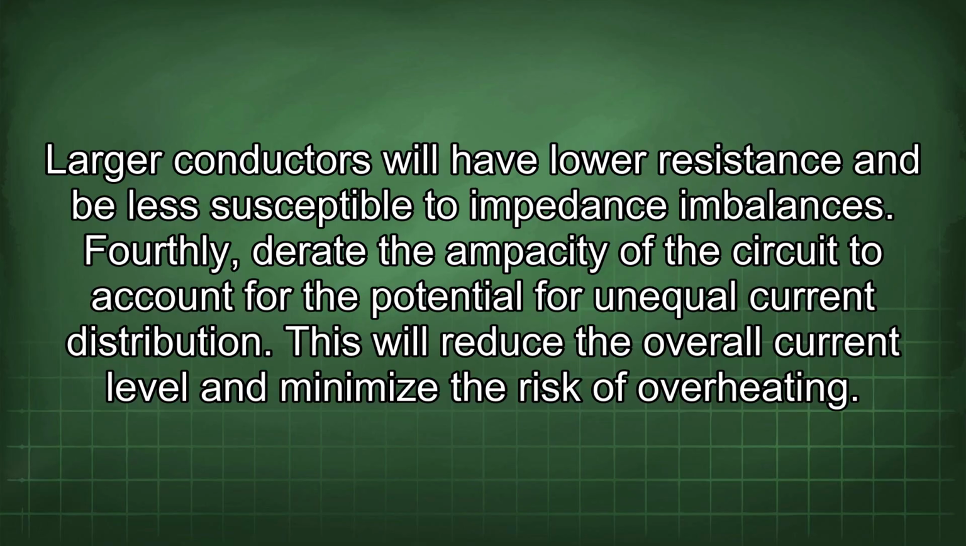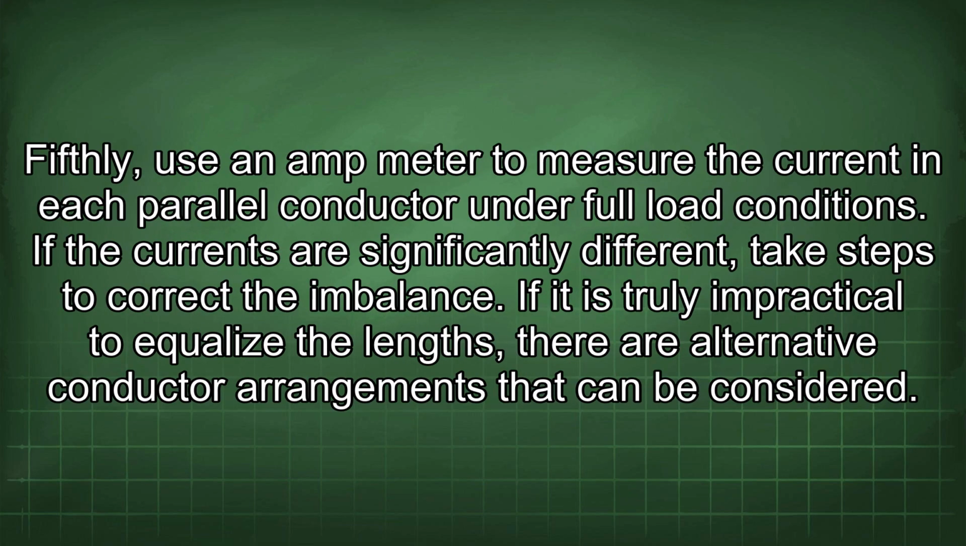Fourthly, vary the ampacity of the circuit to account for the potential for unequal current distribution. This will reduce the overall current level and minimize the risk of overheating. Fifthly, use an ammeter to measure the current in each parallel conductor under full load conditions. If the currents are significantly different, take steps to correct the imbalance.